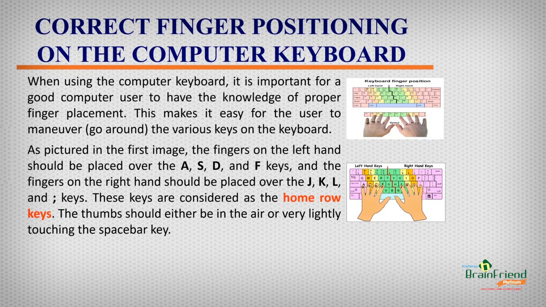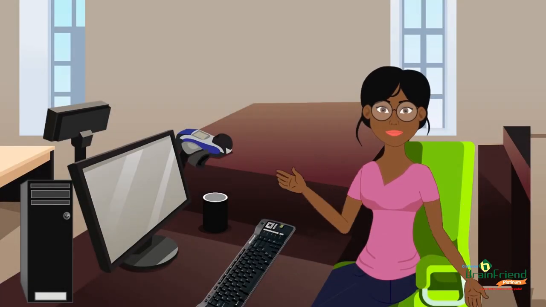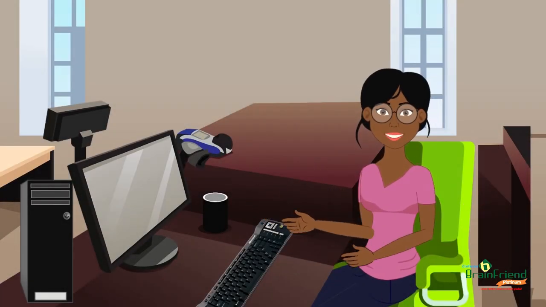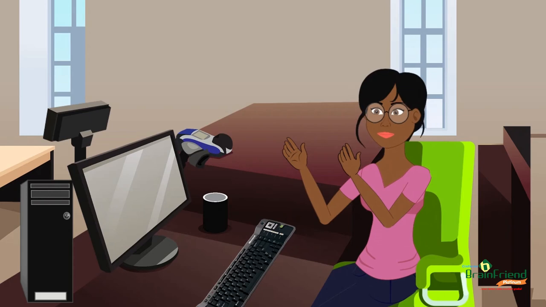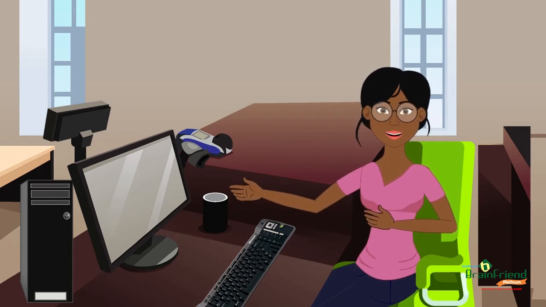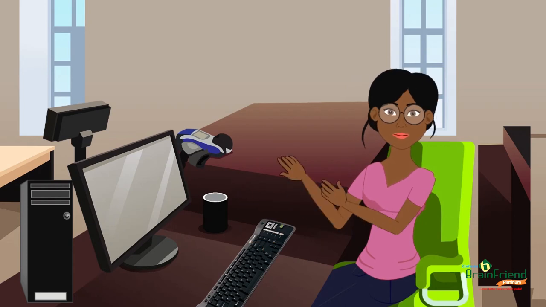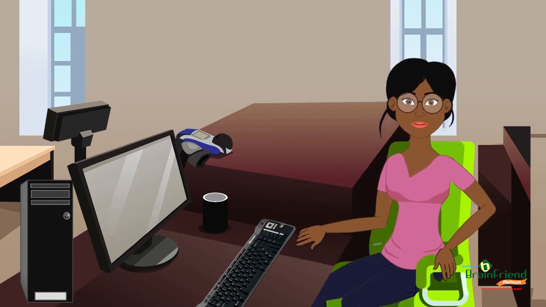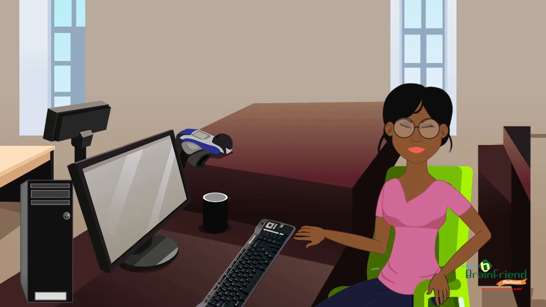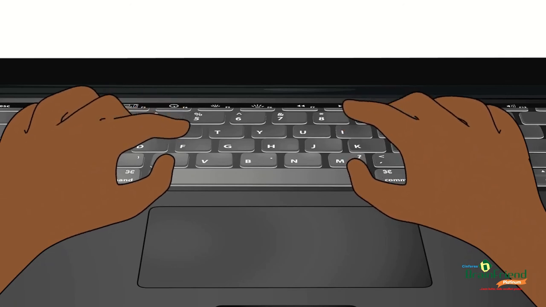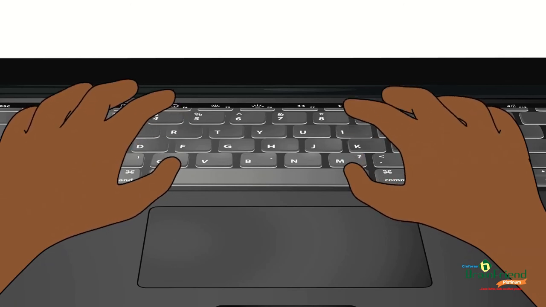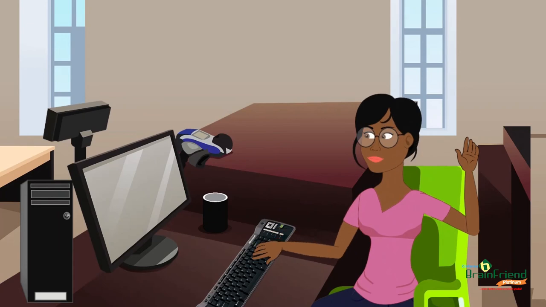Now, to see the correct finger positioning on a keyboard, let's watch an illustration. Hi, this part of the lesson is a demonstration on how to correctly place our fingers on the computer keyboard. Before me is a computer, and I also have a keyboard. When using the keyboard, we have to sit upright on a comfortable chair. Then, position our hands over the home keys of the computer keyboard. The correct way to place the fingers of the left hand on the keyboard is as follows.